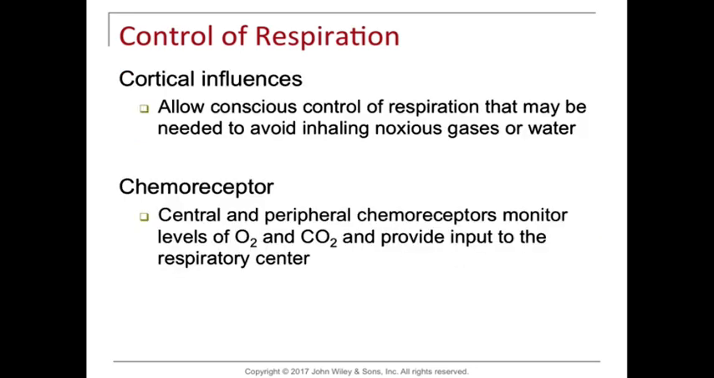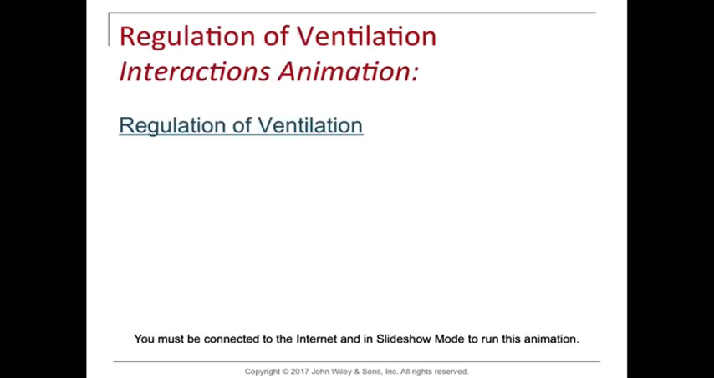The cortical influences allow conscious control of respiration that may be needed to avoid inhaling noxious gases or water, right? So that's you saying, oh, I got to hold my nose. There's diesel fuel coming out of that bus. Or, oh, the landscapers just kicked up a bunch of dirt. Let me hold my breath. Or holding your breath to go underwater. That's cortically influenced and consciously controlled. Chemoreceptors, the central and peripheral chemoreceptors monitor levels of oxygen and CO2, and that provides input to the respiratory center as well. Let's look at the regulation of ventilation.